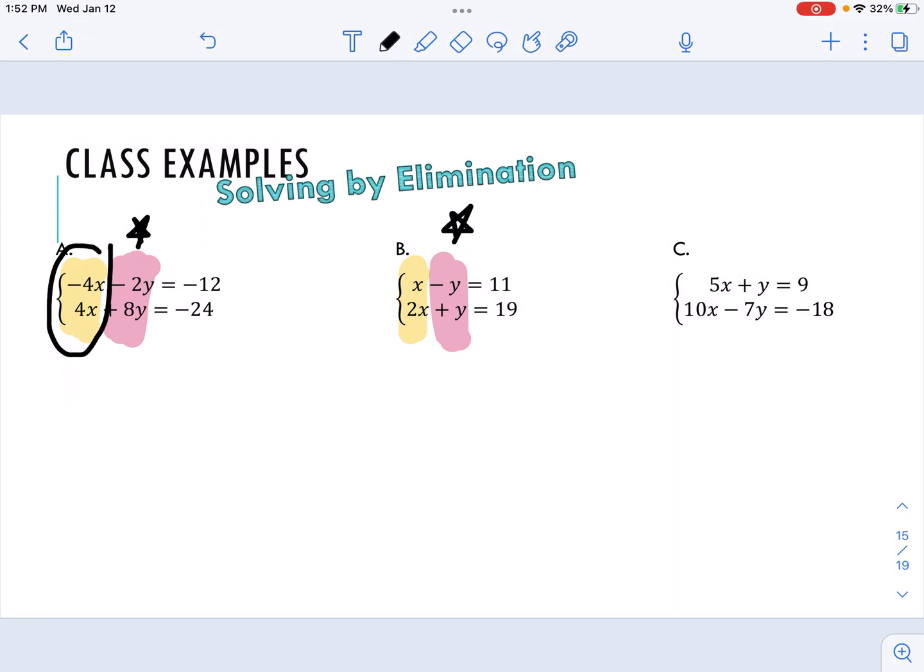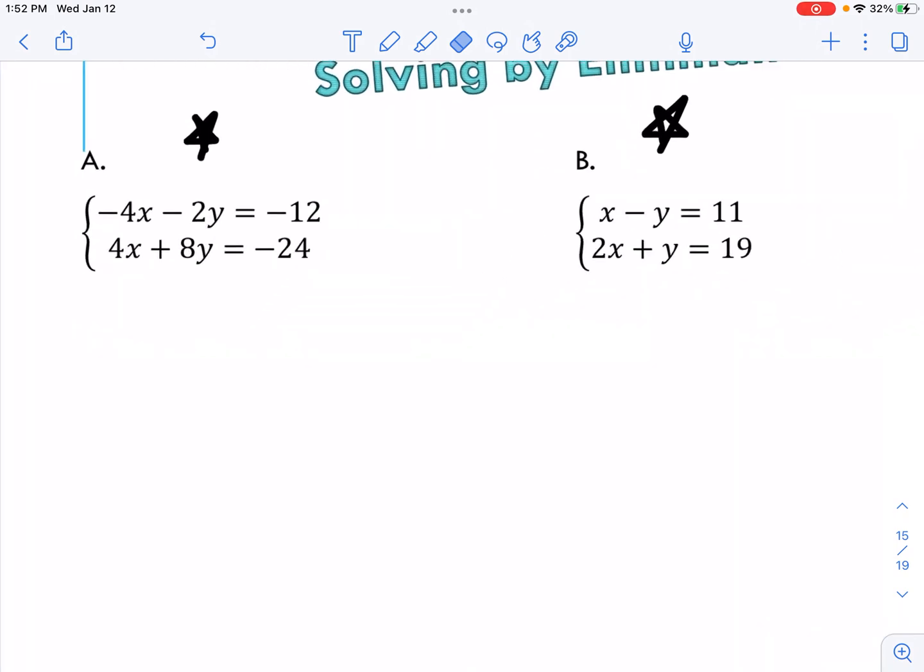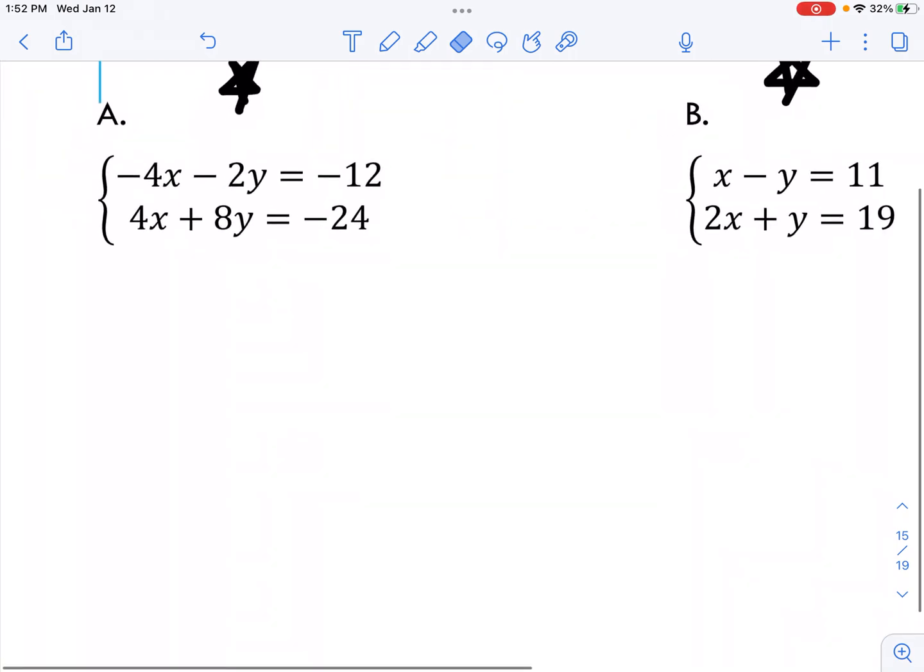Those cancel out. In the second example, you're going to notice the same thing here. Negative y and positive y, right? Negative 1 and positive 1. Those coefficients cancel out. However, in example C, when we highlight our y's and our x's, there is no opposite coefficient, which makes it a little bit trickier. All right, I personally love elimination because I think it feels like a bit of a game. So let's start off with nice, easy examples, and then we'll move our way to example C.